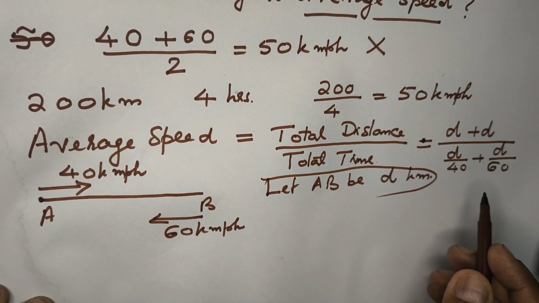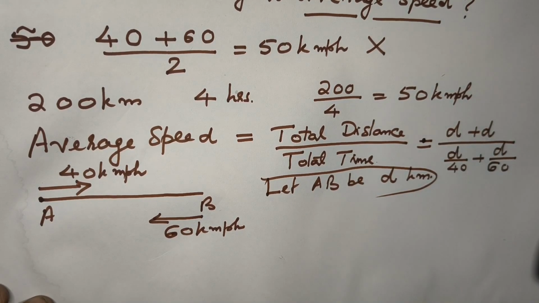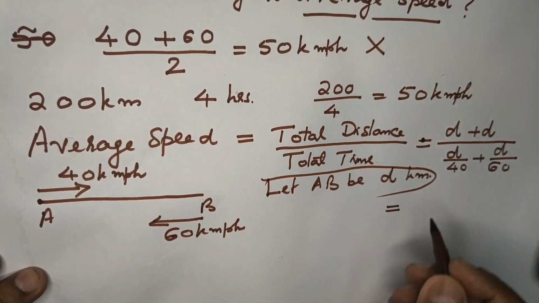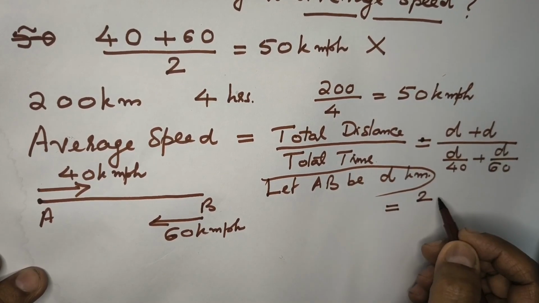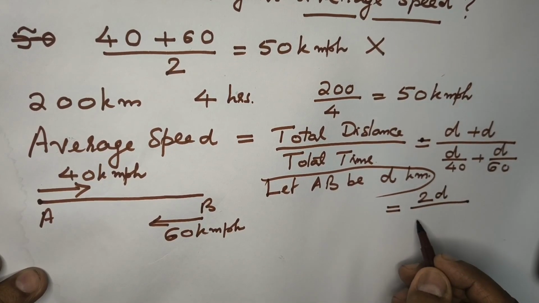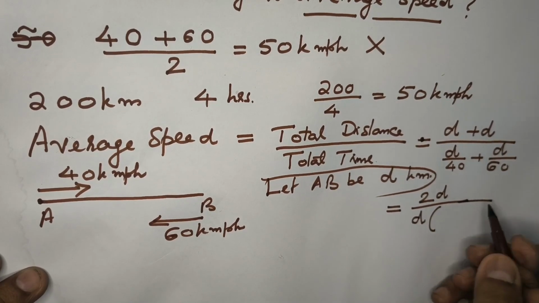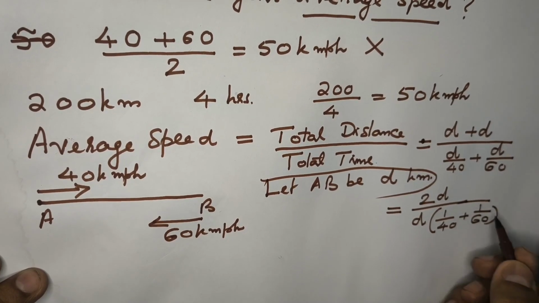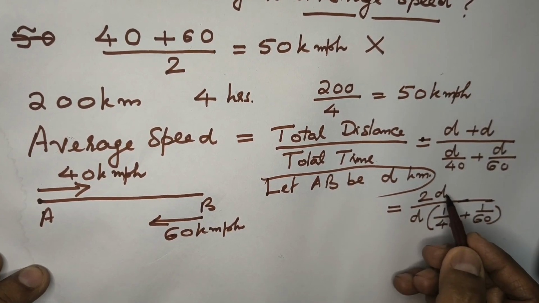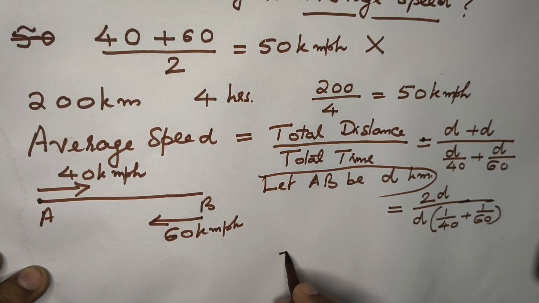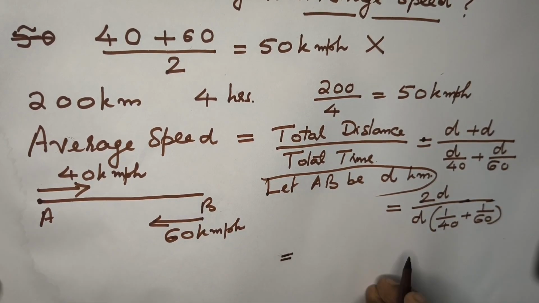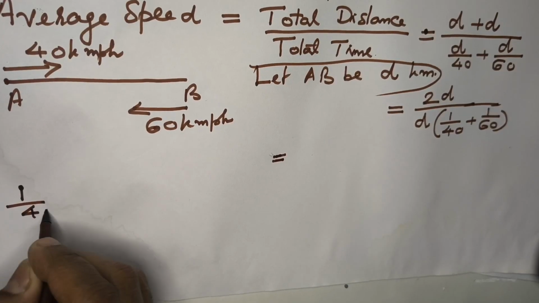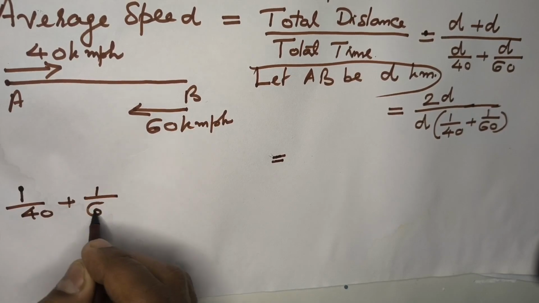Now you simplify this. This will give you the average speed. See, this on simplification, what do you have? 2D. D plus D, 2D. And how do you simplify this? Let me take D outside. Inside you get 1 by 40 plus 1 by 60. Now, as you can see, D and D will cancel out and that will be equal to, see, let me simplify this alone. 1 by 40 plus 1 by 60.